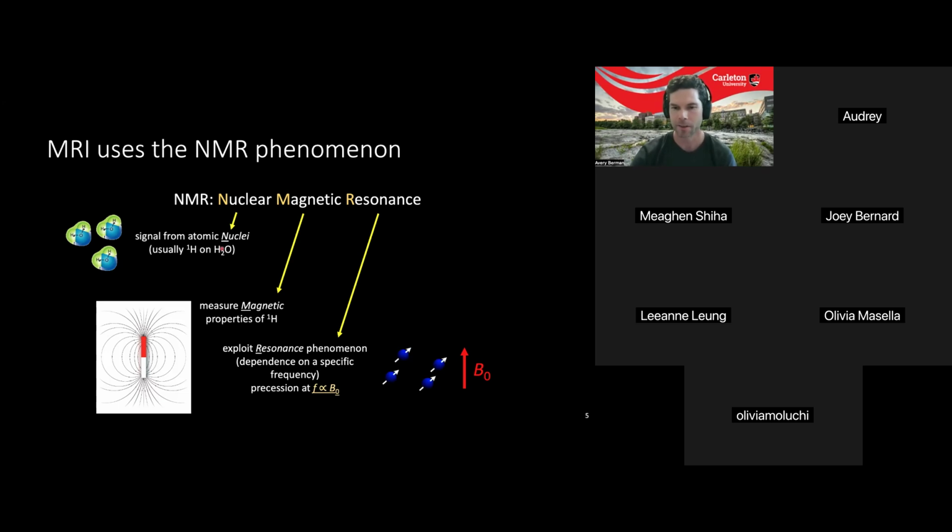One key one is that the spin magnetic moments, when they're in an external magnetic field, which we call B0, will tend to precess around the axis of that magnetic field. And that frequency of precession is directly proportional to the magnitude of the main magnetic field. So we call that frequency f, or sometimes omega naught if we're talking angular frequencies. So you'll see omega naught come up sometimes.